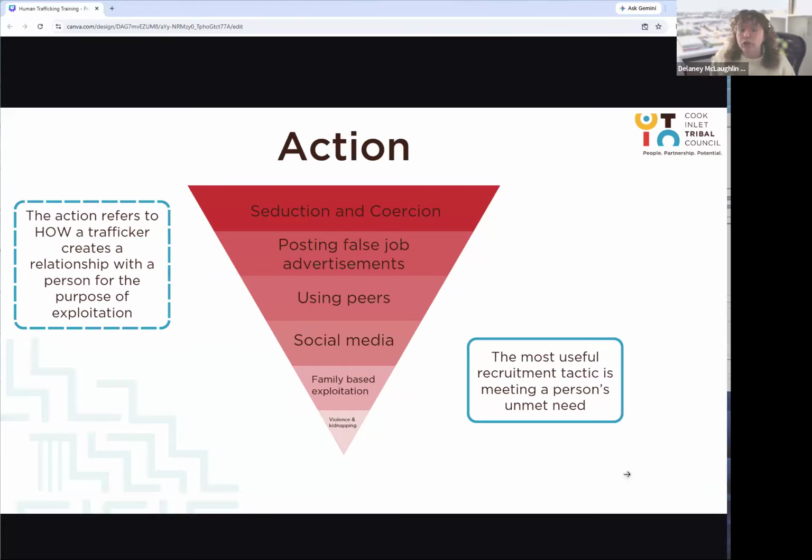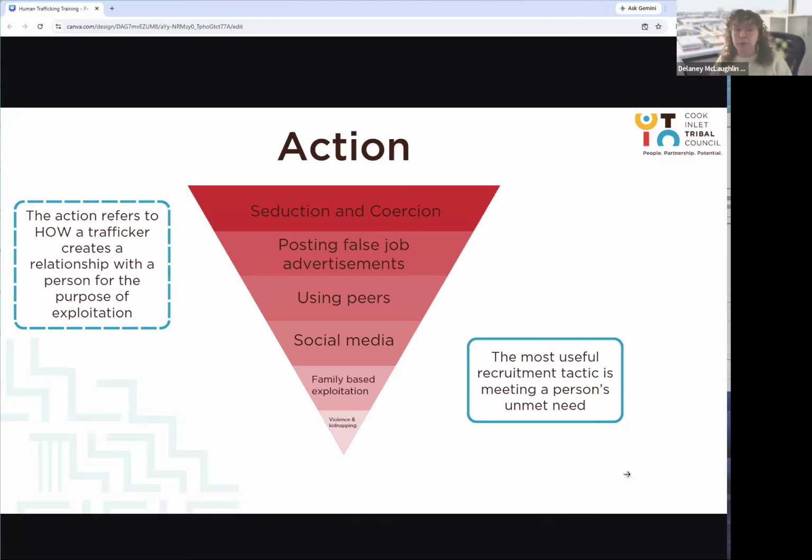Posting false job advertisements. We see this a lot in labor trafficking cases, where a job is posted, somebody takes a job, and then when the job is actually done, it involves parts of exploitation, and it doesn't reflect the actual job that was originally posted.